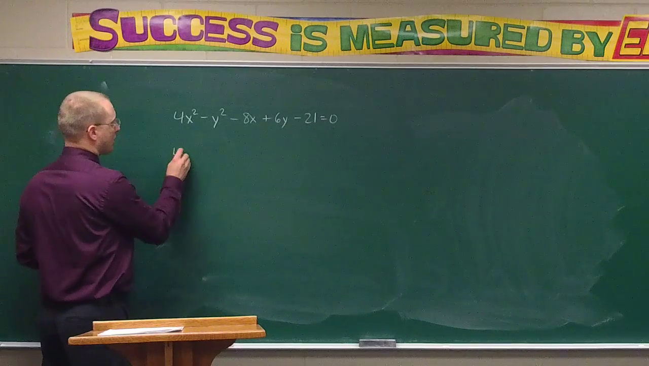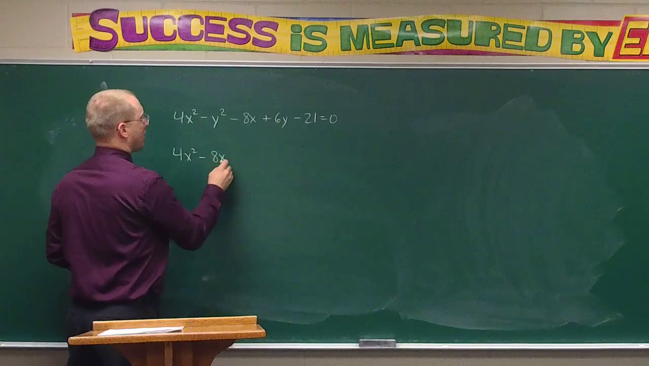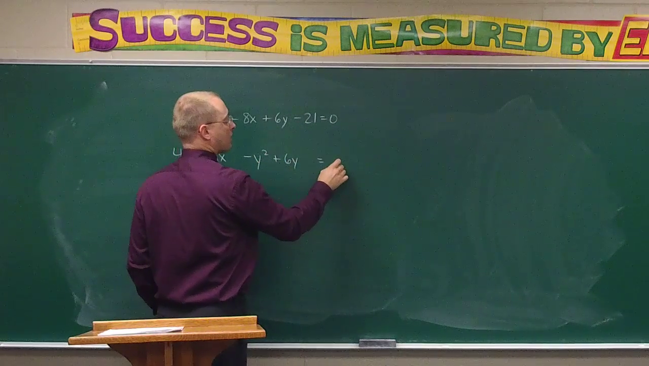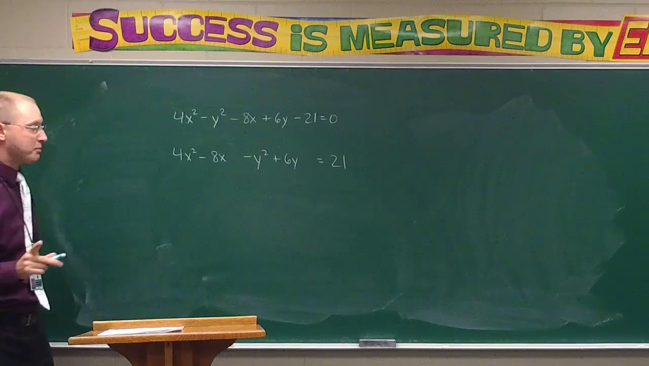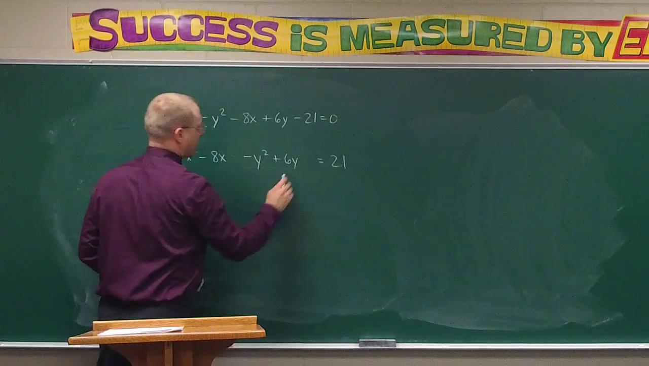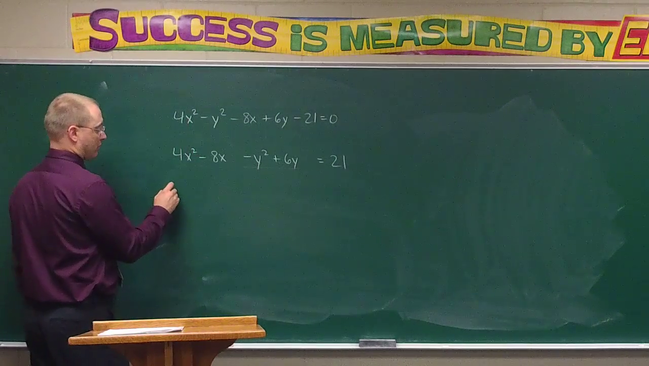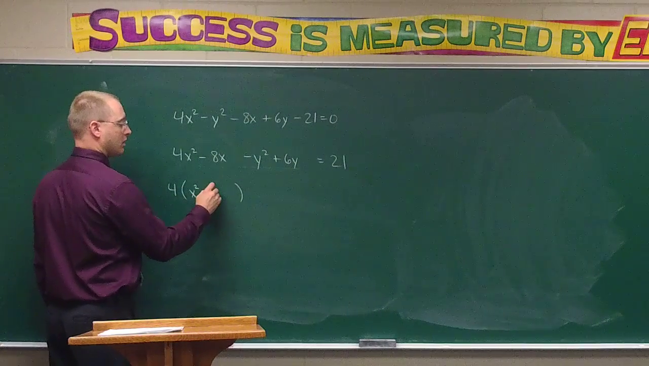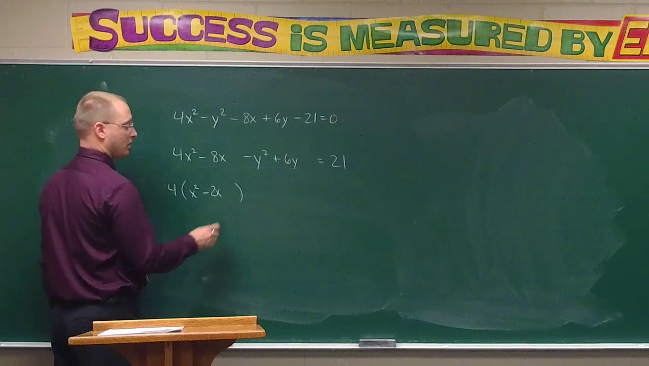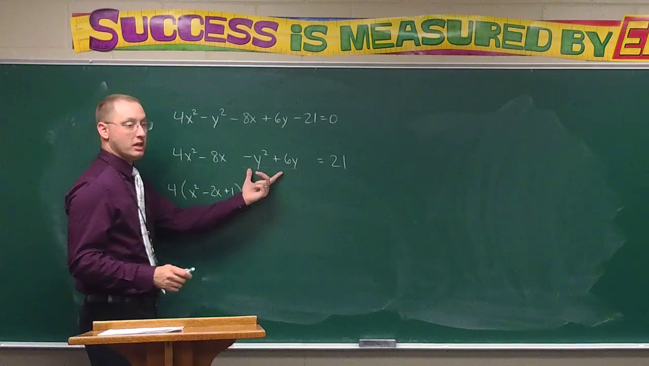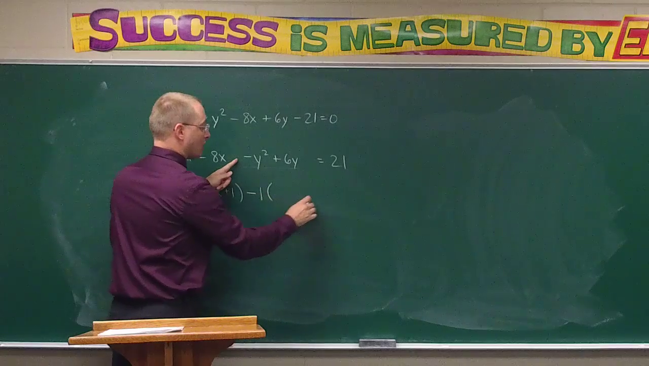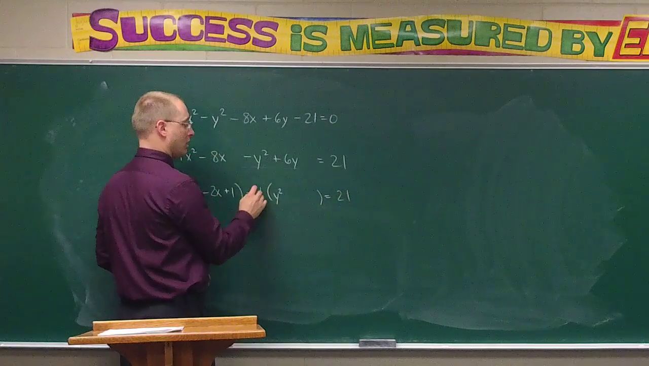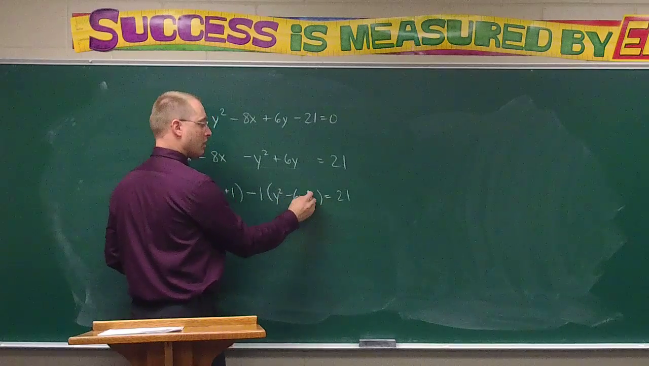So 4x squared minus 8x in this space, minus y squared plus 6y equals 21. But like the ellipse, we have to factor out some common factors before we can complete the squares. Factor out 4 and we get x squared minus 2x plus 1. And what do we factor out here? Negative 1, good. Or just the negative is fine. y squared minus 6y plus 9.